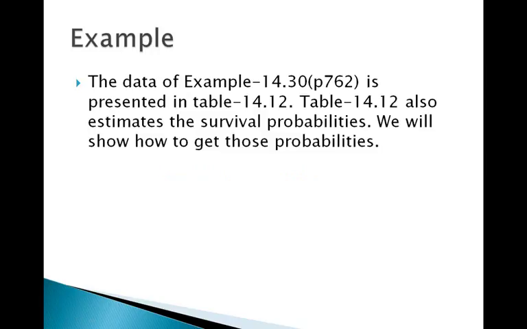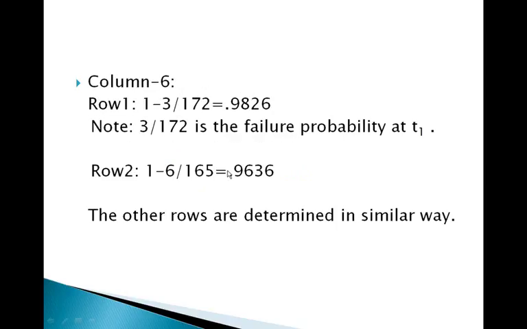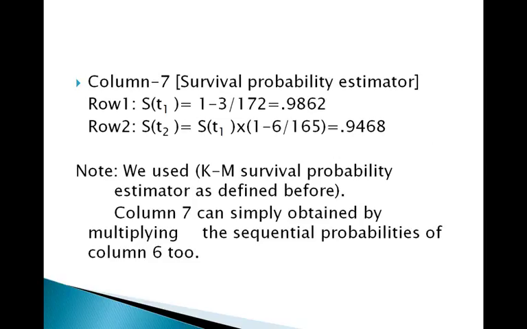So if you look at example 14.3, it's presented in the data that you see in table 14.12. It also estimates the survival probabilities. We will show how you get these probabilities using the Kaplan-Meier. If you look at column 6 in row 1, the calculation you see there is 1 minus 3 over 172, yielding 0.9826. The 3 over 172 is the failure probability at t sub 1. And row 2 would be 1 minus 6 divided by 165, or 0.9636. The other rows are then done in the same exact way.